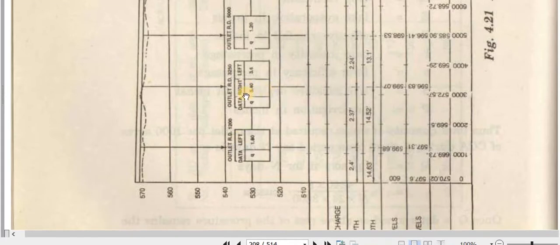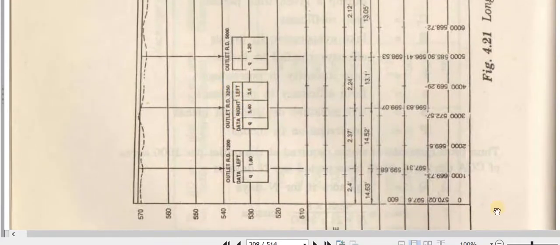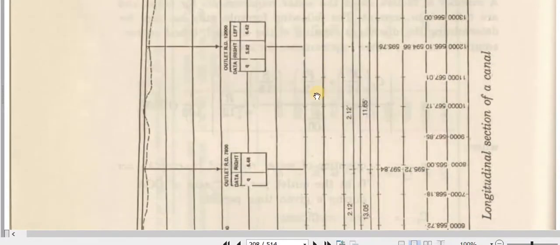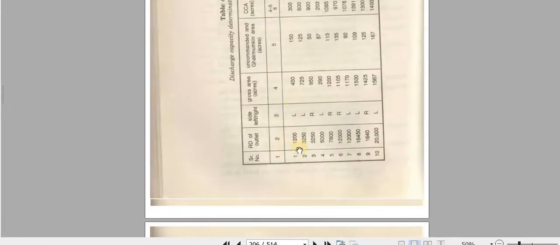Here we have one on the right side and one on the left side, and their distances are given here: 0, 1000, 2000, 3000. So our first was at 1200, then 3200, then 5000, and 7800. Then the third one is this one.